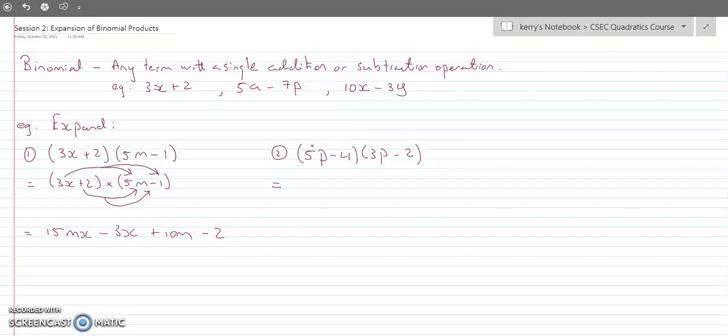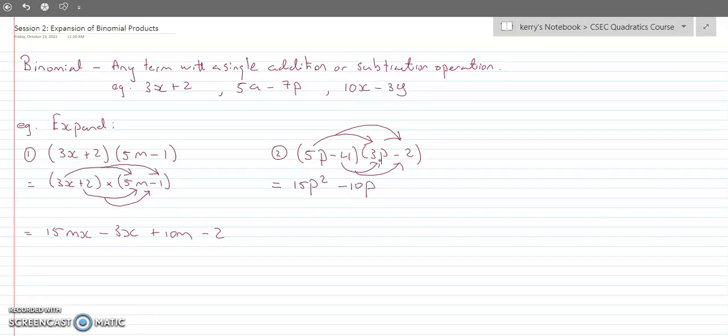So let's go again. Now you don't need to draw the arrows. Just for these first two questions, I will draw the arrows to show you what you are multiplying. So first term by first term, first term by second term, second term by first term, second term by second term. So first term by first term, 5 by 3 is 15. P by P, anything by itself, is that something squared. And now first term by second term. 5 by minus 2 is negative 10p.